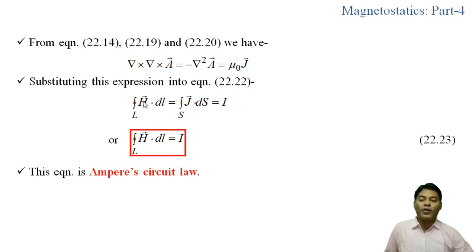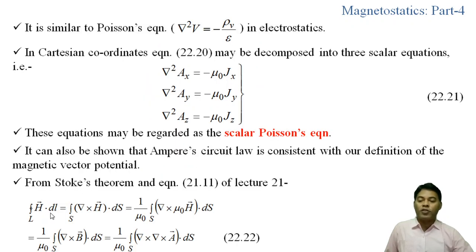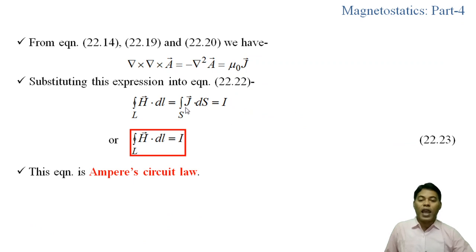So we have that the line integral of H dot dl equals 1 by mu naught surface integral of mu naught J dot ds. Mu naught cancels out. So we have the surface integral of J dot ds, and here J is the current density. So the surface integral of current density gives us the current. So this line integral of H dot dl equals I enclosed, which we have studied earlier, that is Ampere's circuit law.